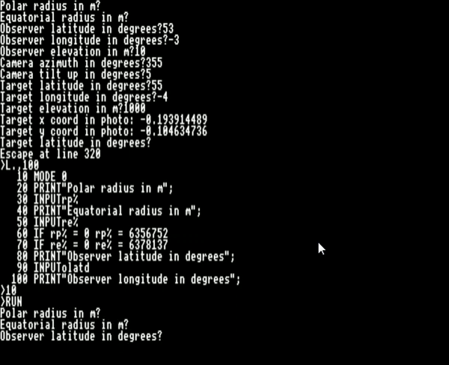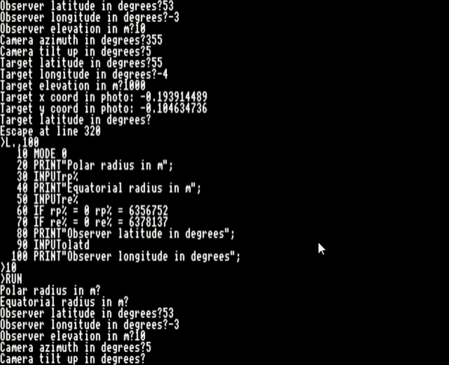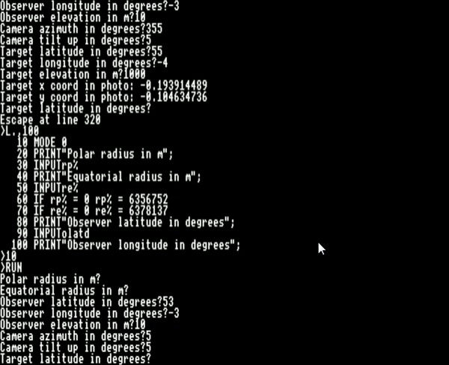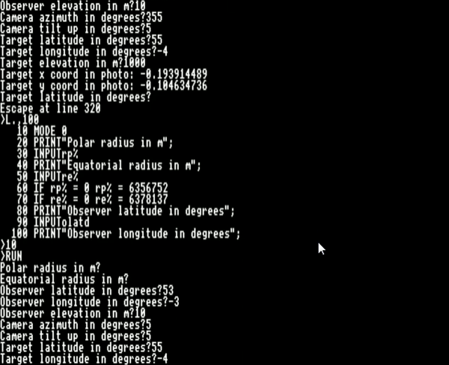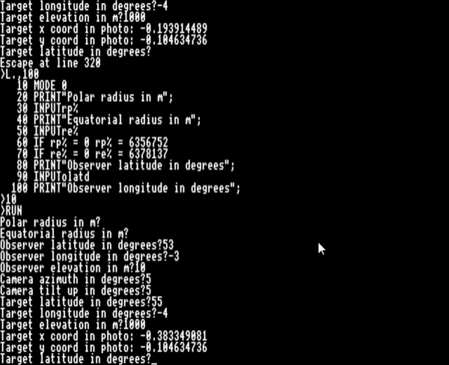Let's do the same thing. 53 minus 3, 10. But this time, azimuth 5. Tilt up 5. And 55 minus 4. And 1000. Big change in the left to right. No change in the y coordinate. This is not showing what I wanted to show. I need two targets. My bad.